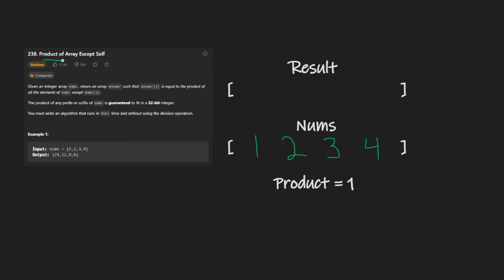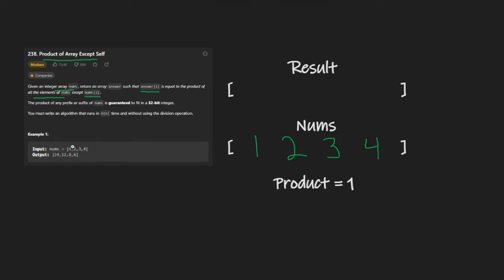Today I'm looking at the problem Product of Array Except Self. In this problem we are given an input array of integers, and we want to return an array such that each index is equal to the product of all of the elements except for itself. It's easier to show that in the example.